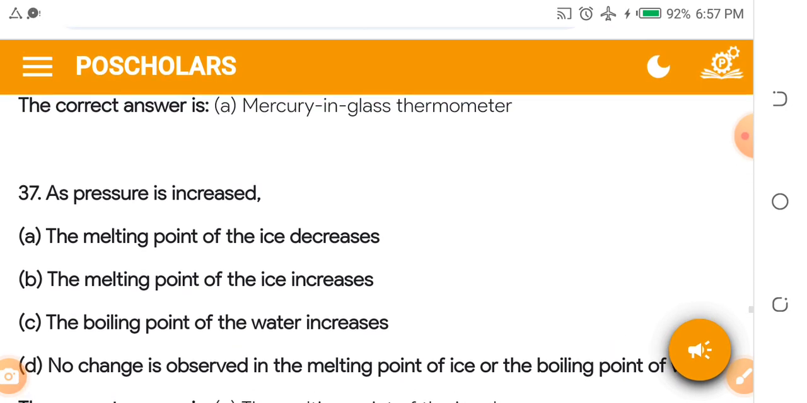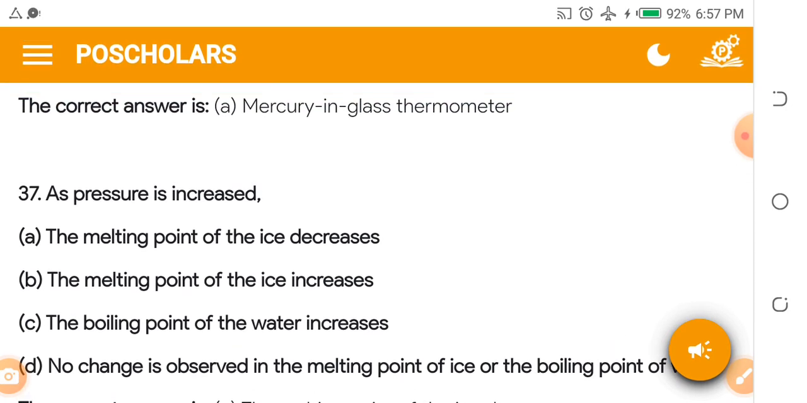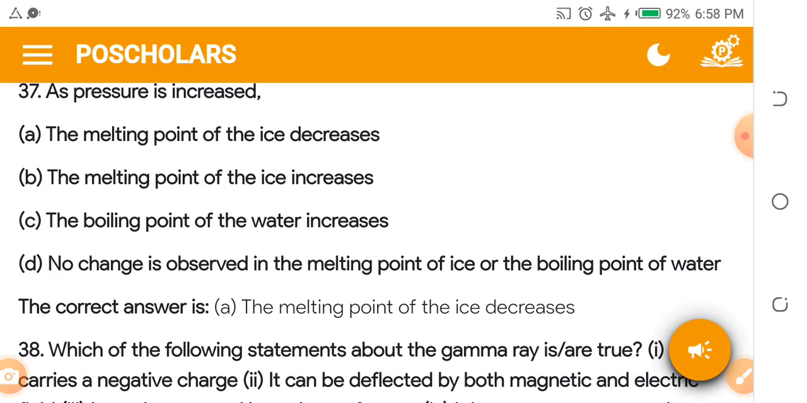Okay, 37. As pressure is increased, dash. A, the melting point of ice decreases. B, the melting point of ice increases. C, the boiling point of water increases. D, no change is observed in the melting point of ice or boiling point. The answer is A, the melting point of ice decreases. The more the pressure, the lesser the melting point of ice.